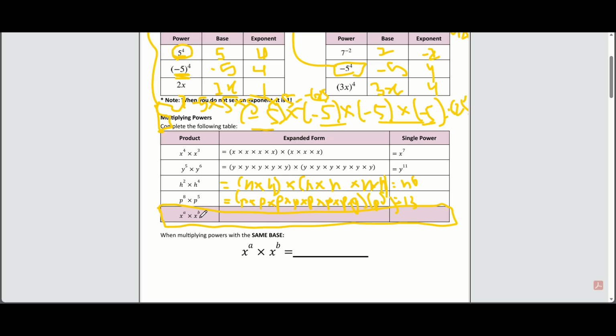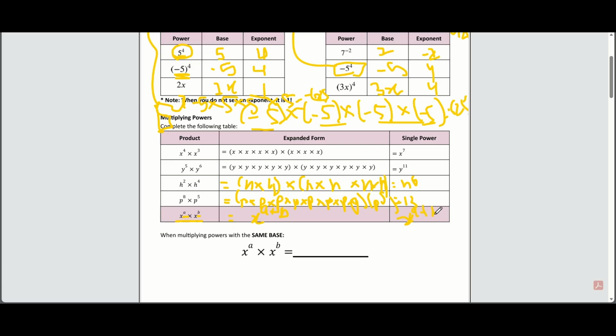Exactly. Right? And now, because we're giving homework, we're gonna do this ourselves as well, with me. So we have the same base. We have an exponent which is a, and an exponent which is b. So what do we do with them? We're essentially just adding them. So it's x to the power of a plus b, and that's our single power.